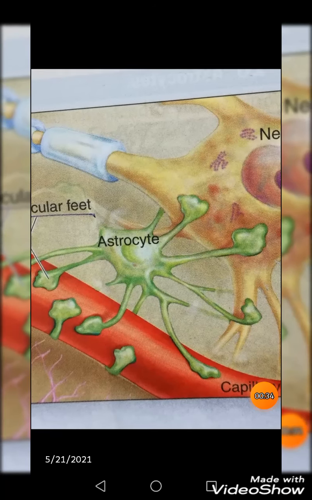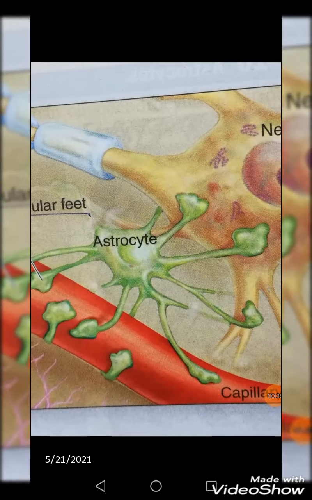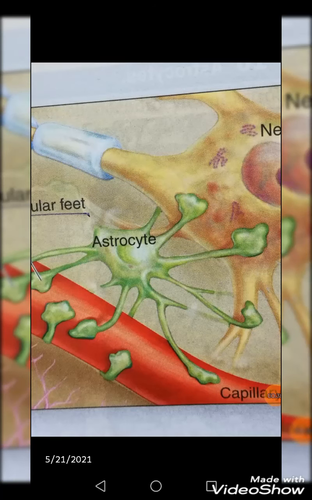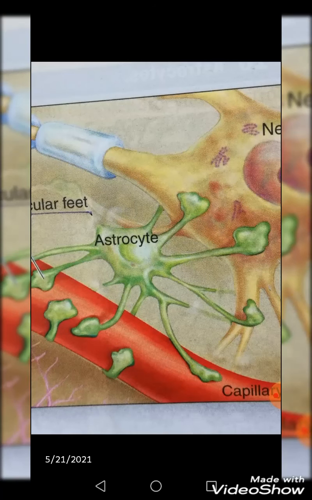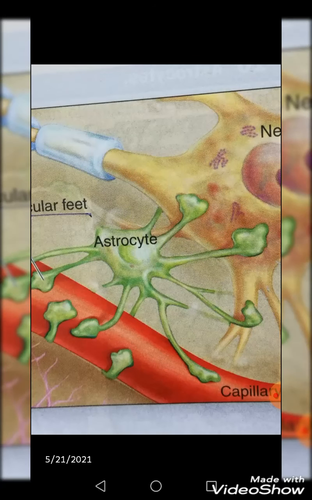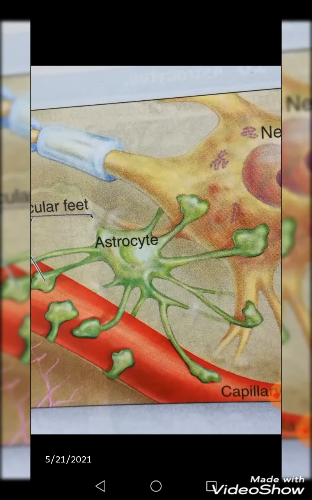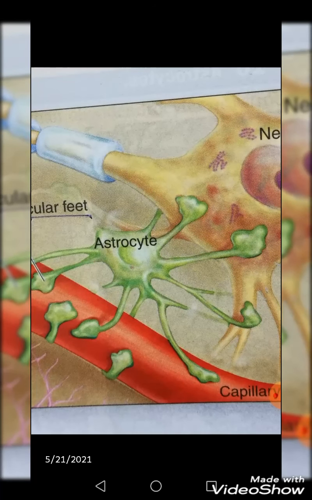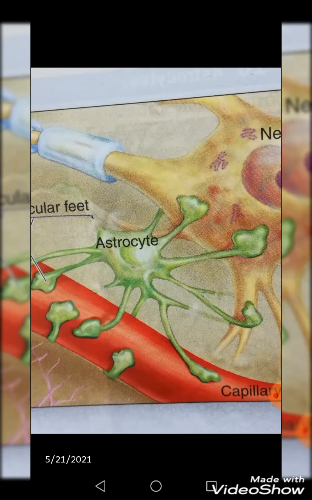The protoplasmic astrocytes, where should they be found? They are present in the gray matter of your brain and spinal cord. They usually give rise to processes, as you can see, which are short and thick, but they branch extensively, right? Because they have to form the dilated perivascular end feet along with your blood capillaries, because they have to take part in the blood-brain barrier, right?